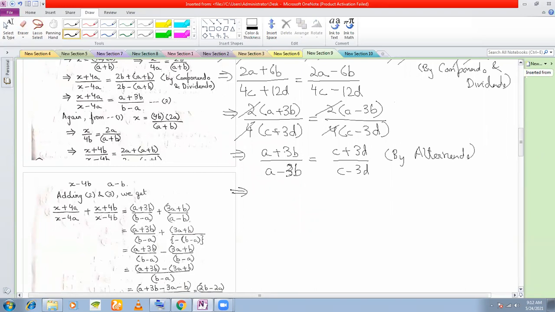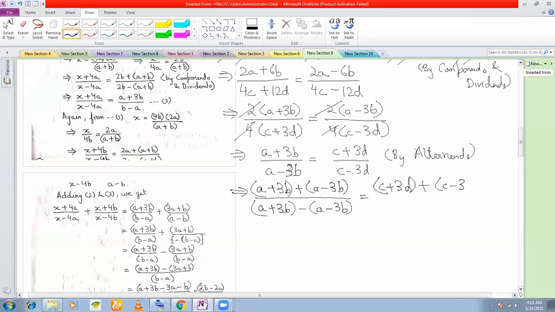Okay. So now what you do here is you see you have taken all the a's and the b's together and the c's and the d's together on the left hand side and the right hand side. Now again you use componendo and dividendo. So you have here on the left hand side numerator plus the denominator divided by the numerator minus the denominator. Similarly here you have c plus 3d, the numerator plus the denominator divided by the numerator minus the denominator.